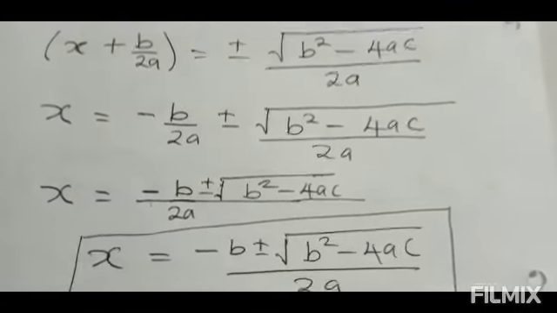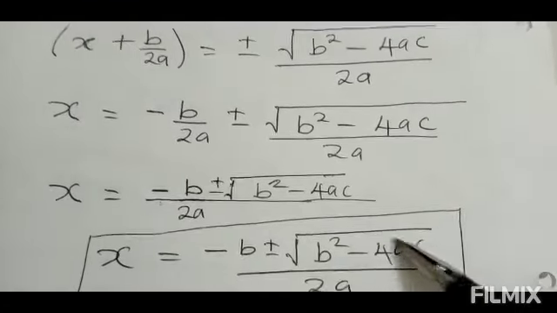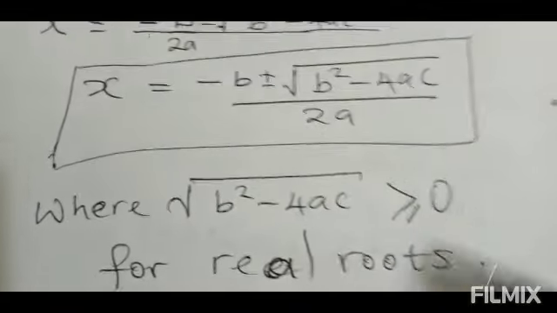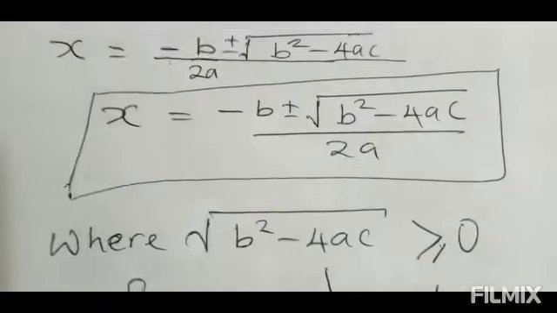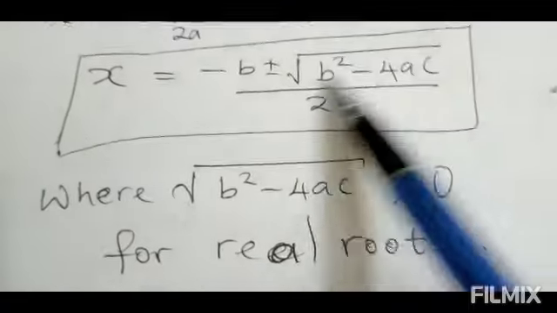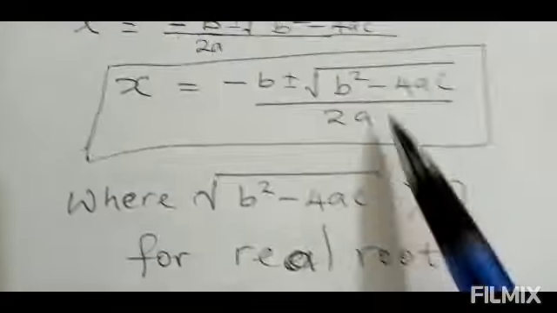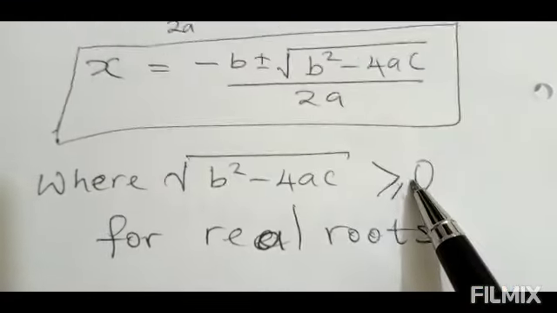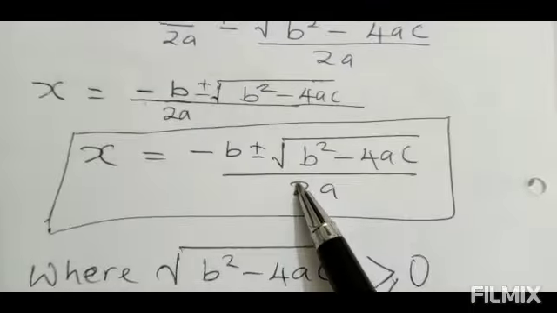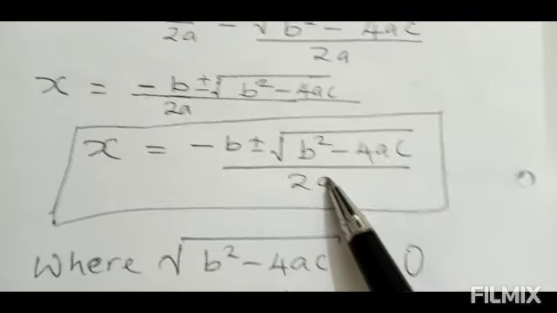Now for this to give us real roots, what is in the square root has to be greater than or equal to 0, or else there will be no real roots. It's going to have complex roots. That is another topic, okay? So for this equation to have real roots, what is in the square root has to be greater than or equal to 0. All right, so now this is called the quadratic formula.